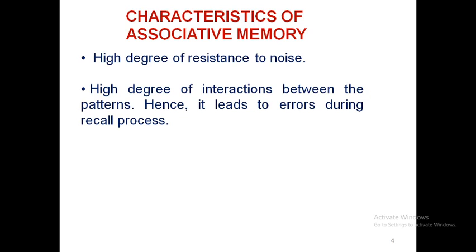And there is a high degree of interactions between the patterns. Hence, it leads to errors during the recall process. This associative memory has a high degree of interactions between the patterns. One pattern to another pattern, it has a high degree of interaction. That's why the recollection process is a little faster, and it will be there for the long term. But during this process, it leads to errors during the recall process.